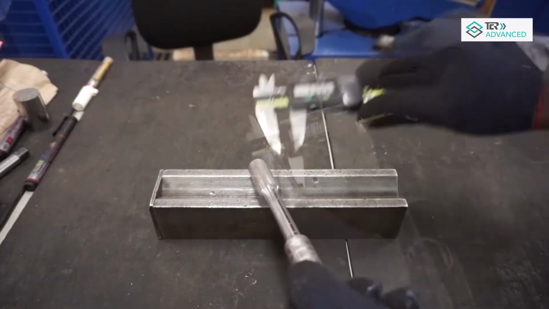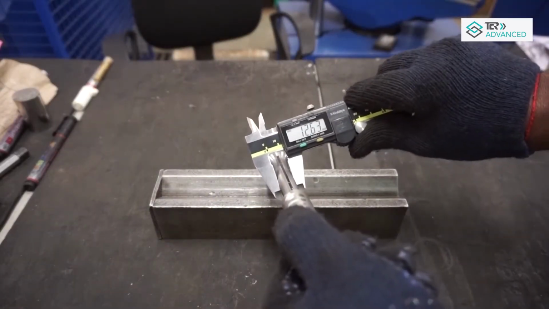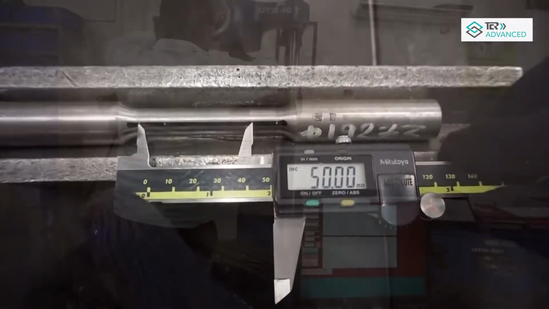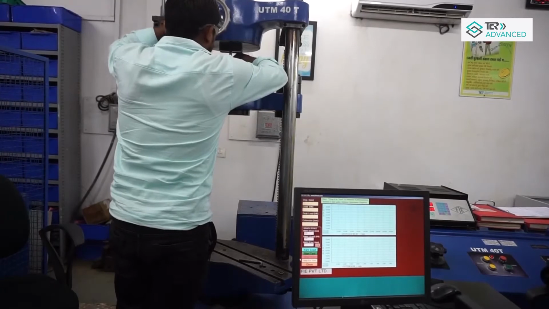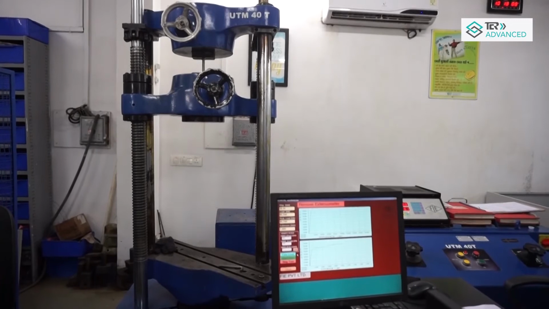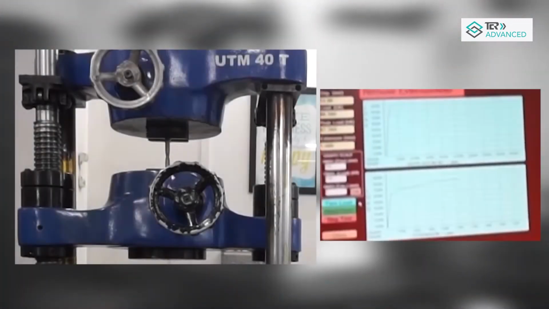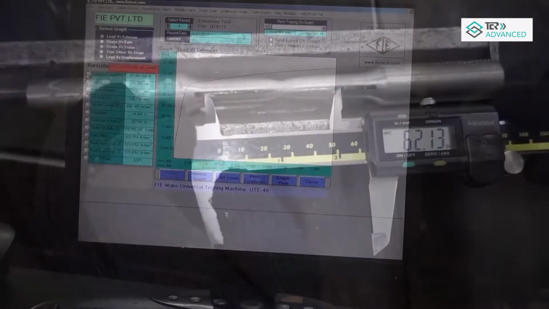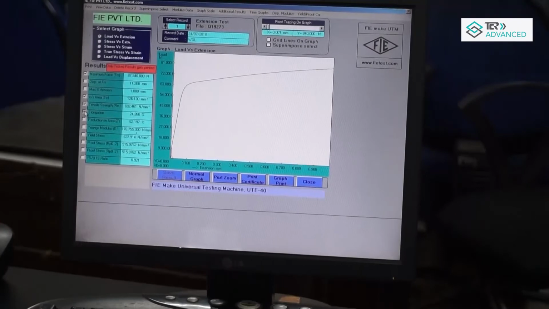A specimen is made as per specification, which is appropriately measured as per the test method. The specimen is fixed in the machine grips, and testing starts. Load is increased slowly. After reaching the maximum load, the sample will break. The specimen is again measured, and with this, the stress and strain curve is acquired.